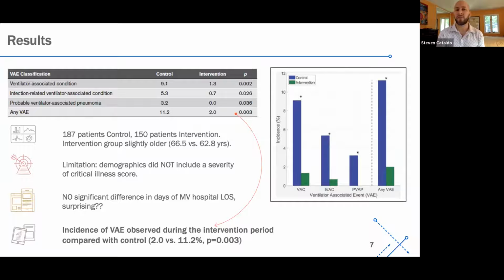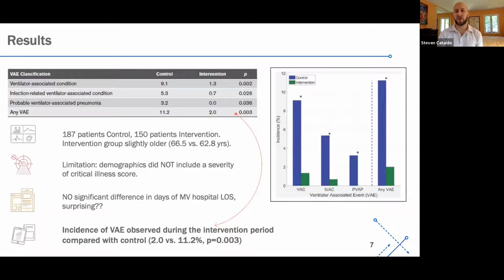So we found about 11.2% in the control arm of this group, but it dropped down to 2.0% in the intervention arm, which is obviously statistically and clinically significant. Interestingly enough, there was no significant difference in the days of mechanical ventilation or hospital length of stay between these two groups. And we'll talk a little bit about that.